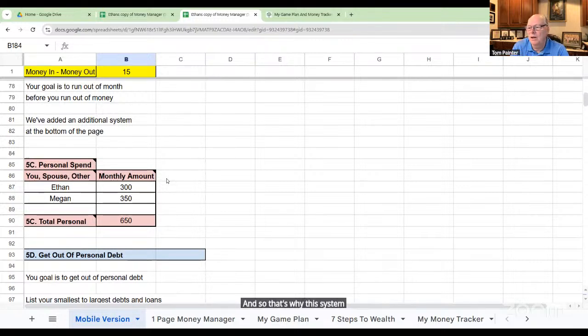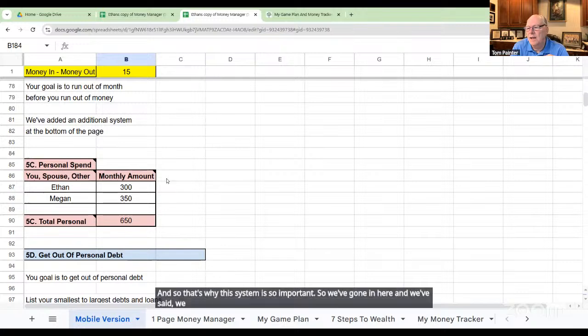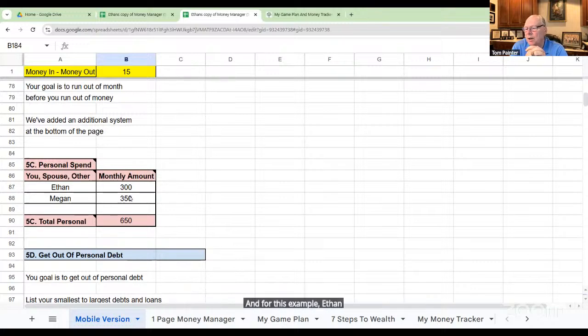So we've gone in here and we've said, we've got Ethan that's got some money. We've got Megan that's got a little bit of money. And for this example, Ethan, let's go change Megan down to 250 just for fun.